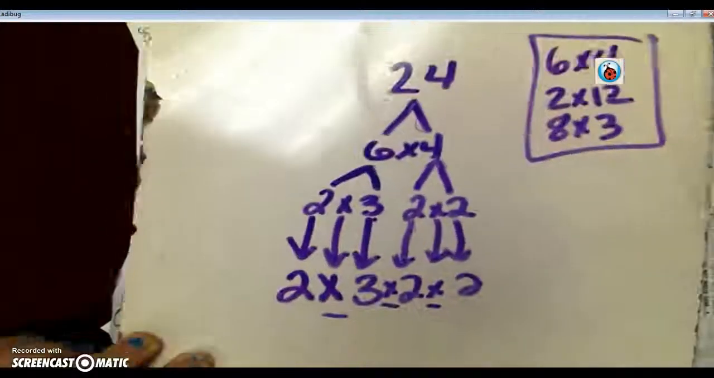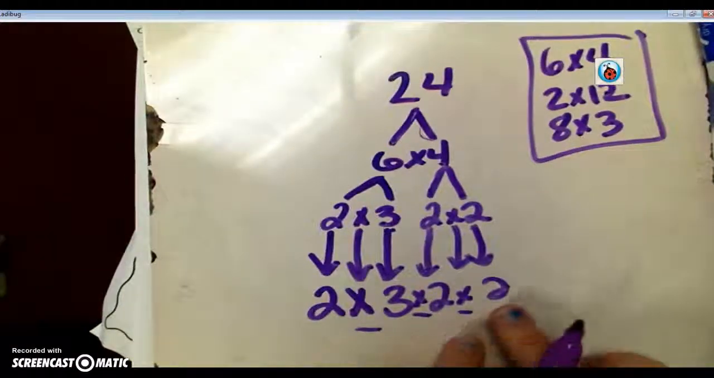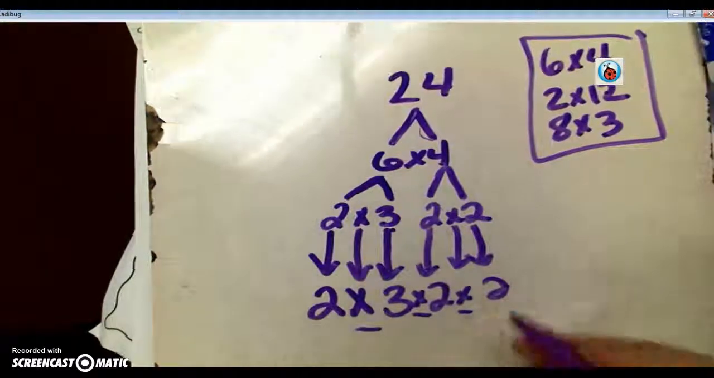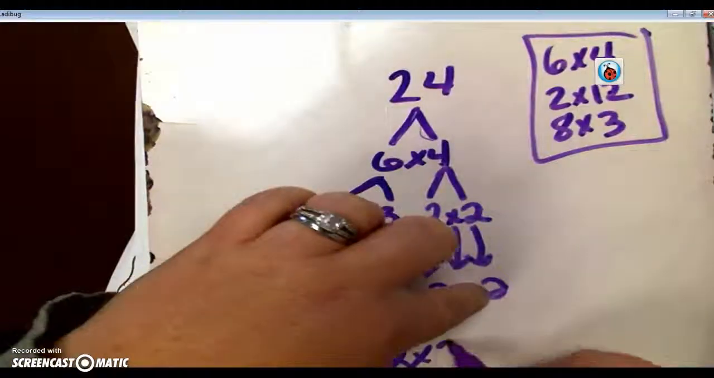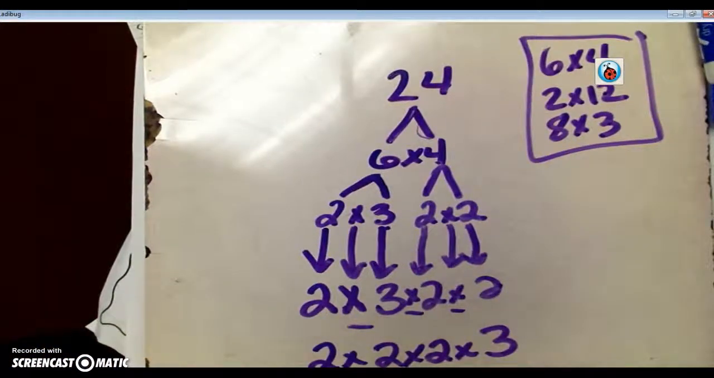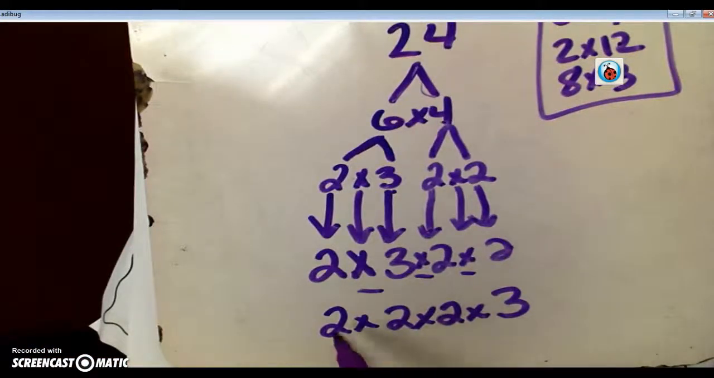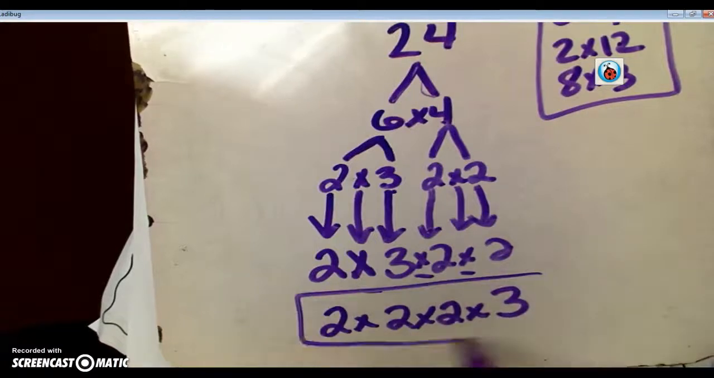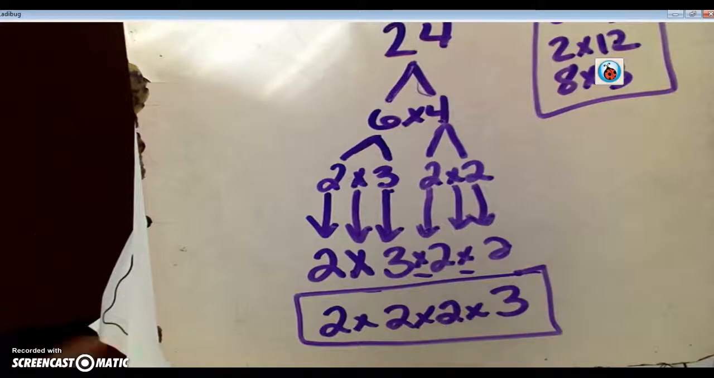So if I was breaking 24 down into its prime factorization, this is what my answer would be. I can then order them from least to greatest. So I have 2 times 2 times 2 times 3. And all I did is put them in order from least to greatest. Okay? When I get to the bottom, I want to have all prime numbers. Okay? So, let's look at another one.